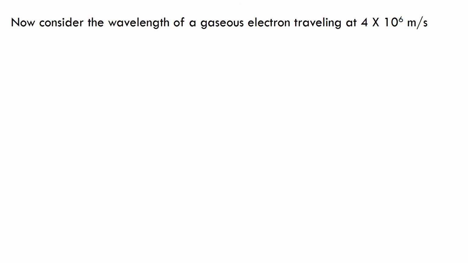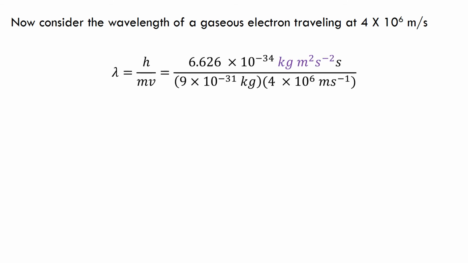Now let's think about the wavelength of a gaseous electron. An electron is much smaller and it moves at much more rapid speed. So an electron moves at 4 times 10 to the 6 meters per second, not an insignificant fraction of the speed of light. When we calculate the wavelength of an electron now, the value comes out at 2 times 10 to the minus 10 meters. Now that's still a small number, it's equal to about 2 angstroms.